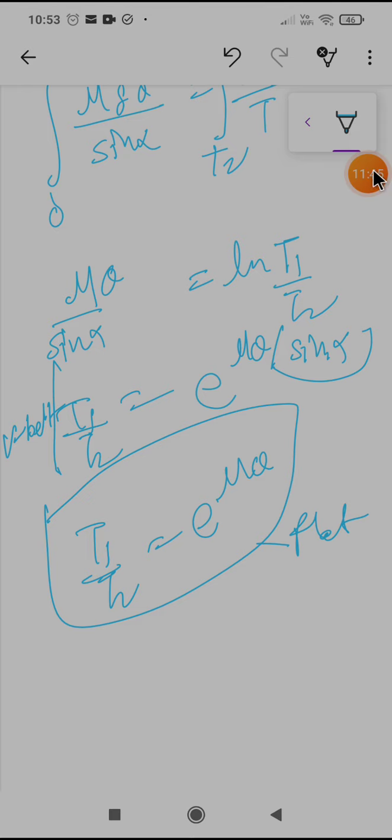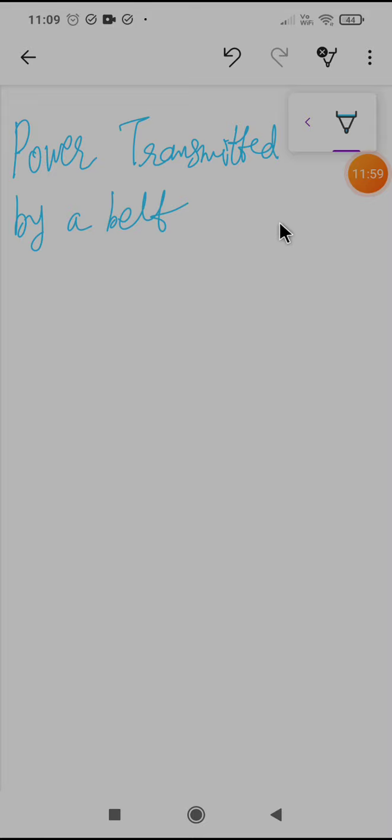Now let's see another topic, that is power transmitted by a belt. To find the power, what is the formula for power first? We know that the formula for power is nothing but force into velocity. So what is the force here? The force is the difference between the two tensions on the tight side and the slack side. So we can call it T1 minus T2.